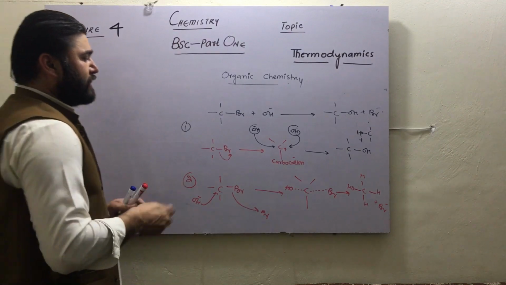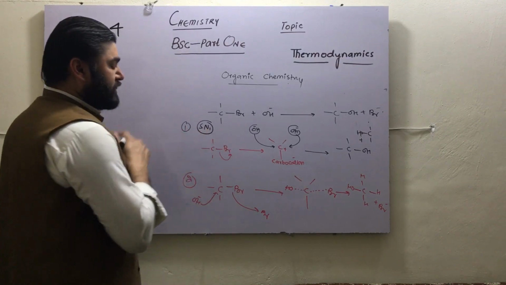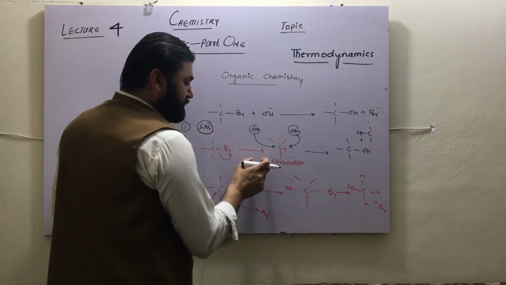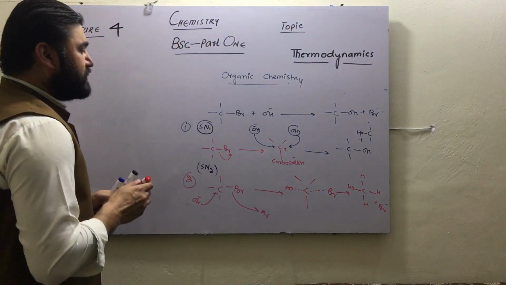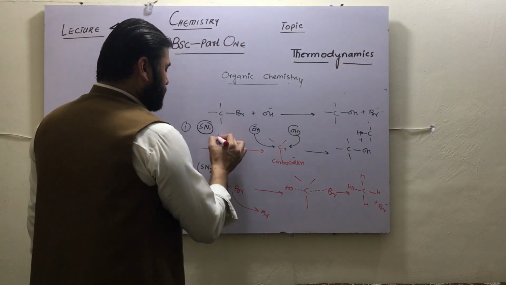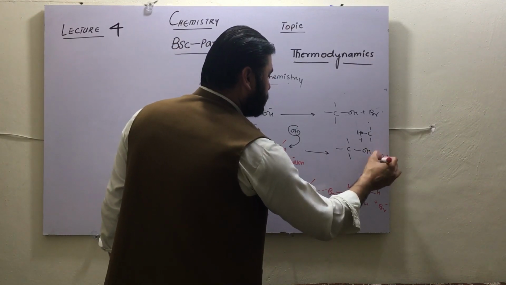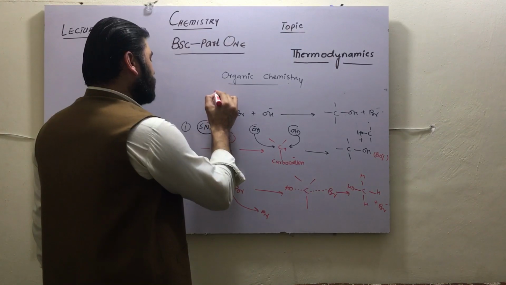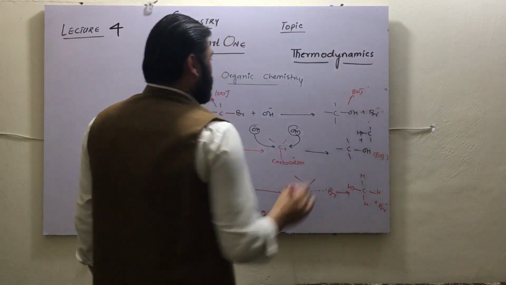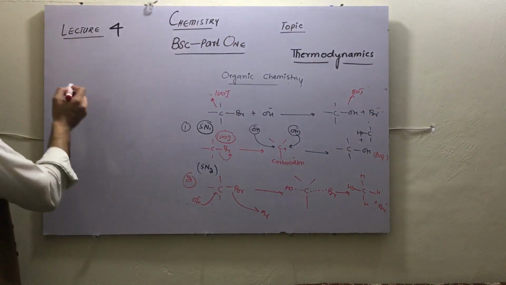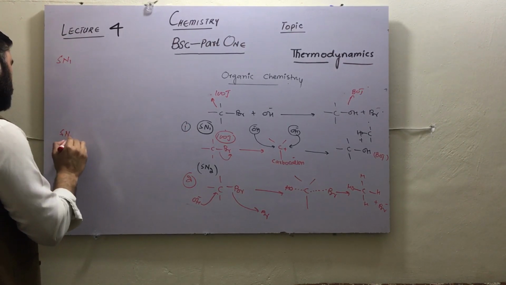Now see, we just studied SN1. SN1 was the nucleophilic substitution reaction, a two-step reaction, and this is SN2. Suppose the initial energy of this is 100 joule, and the final product of this has energy 80 joule. So if we make a graph for SN1 and SN2, you will get the idea.